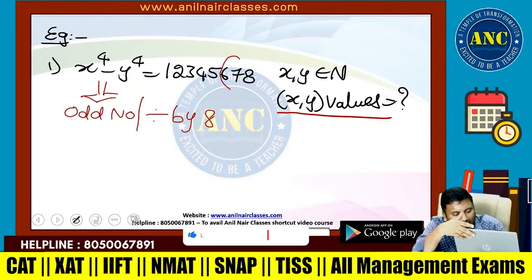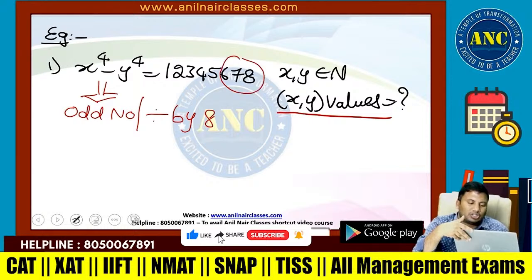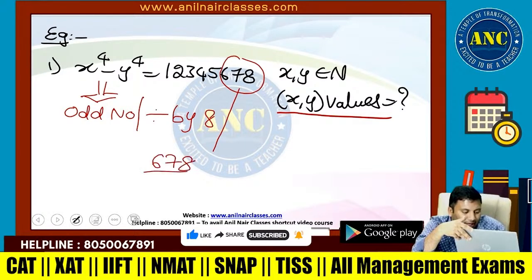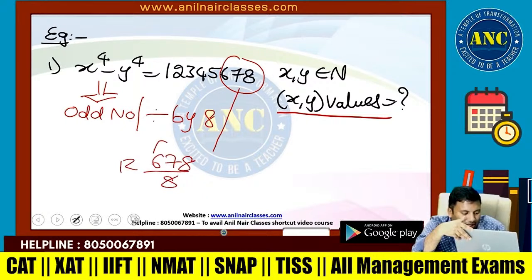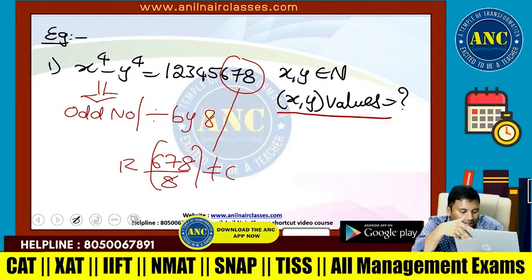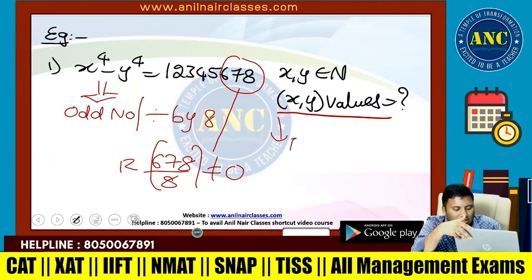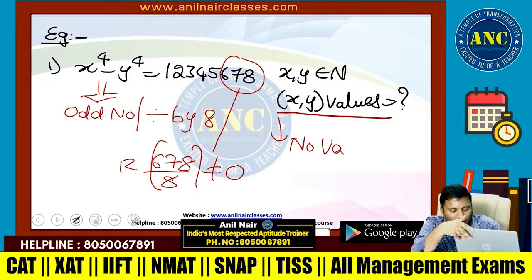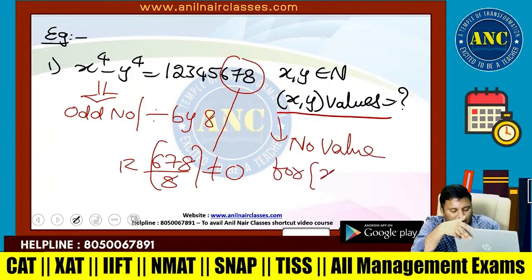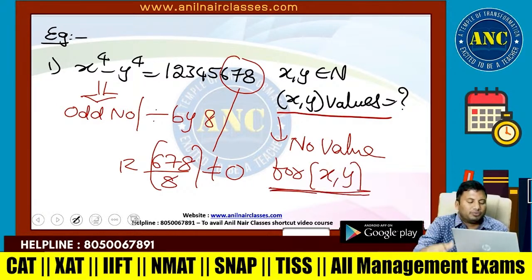The divisibility rule of 8 is that the last 3 digits should be divisible by 8. 678 divided by 8: 8 8s are 64, remainder 38. It is not equivalent to 0. So the answer for this question is no value for x comma y exists. I hope the idea is clear. Beautiful question.